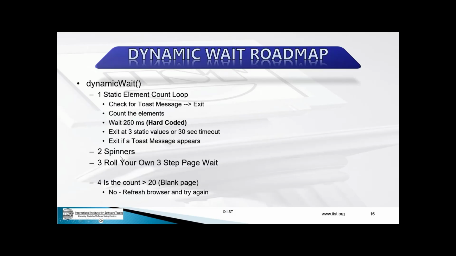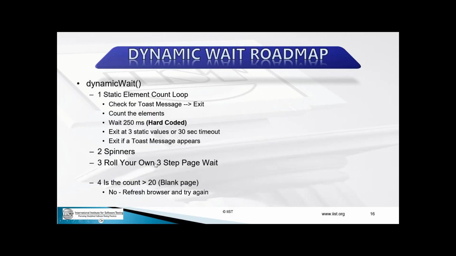The second is looking for any spinners. The spinners would be inside this big loop as well. If you see a spinner, keep waiting, keep resetting the count. It doesn't matter. The static values will go back to 0. And we're going to wait for the spinners to go away. Unless we see a toast message, then we're out. I don't care what the spinners are doing at that point.